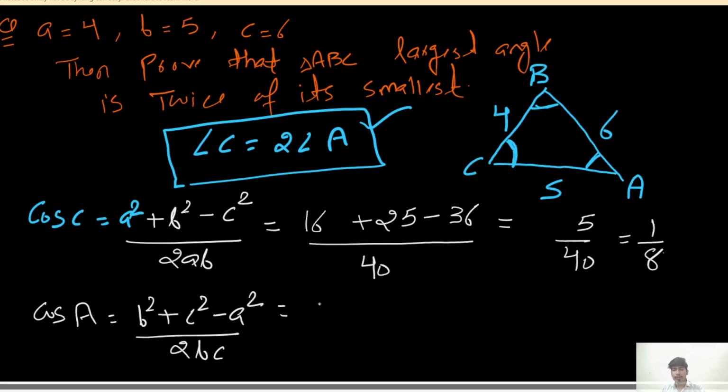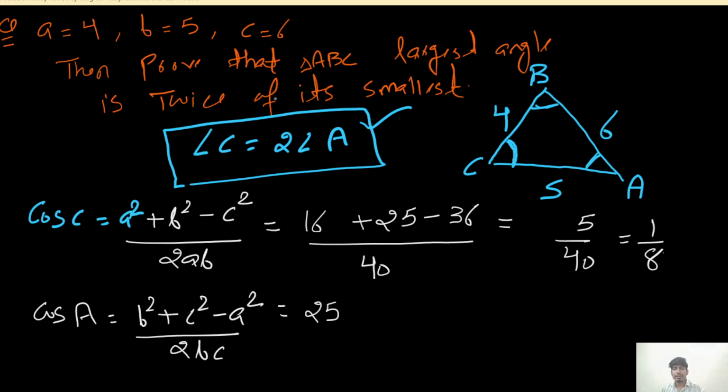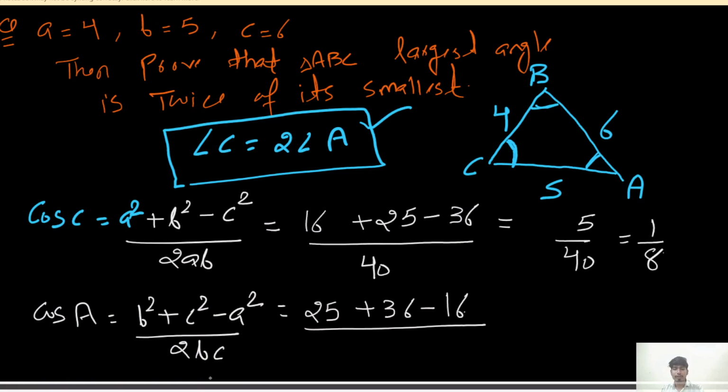B is 5, then b square is 25. Then c is 6, then c square is 36. Minus a square, a is 4, then a square is 16. Then divide by 2 into b into c. Means 2 into b is 5, c is 6. 6 into 5 is 30 and 30 into 2 is 60.